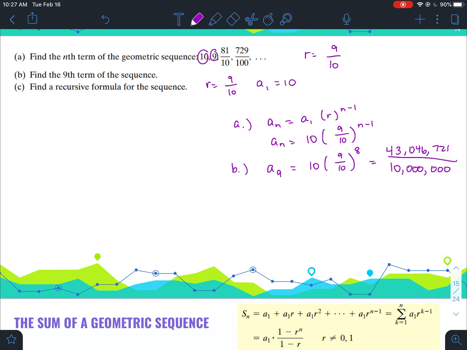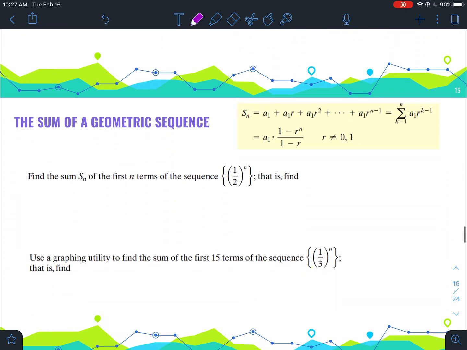And then find a recursive formula. Well, to find a recursive formula, you take the previous term. So you're going to take a sub n minus 1, so that'll be the previous term, times the common ratio, so 9/10. And so that would be my recursive formula for the sequence. Take the previous term times the common ratio, which was 9/10 in this problem.